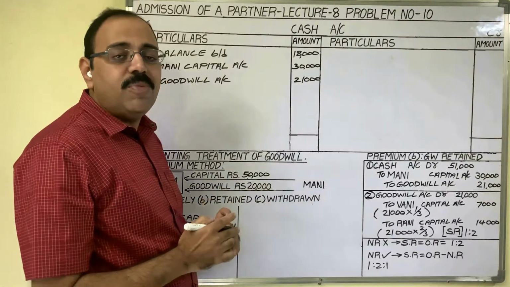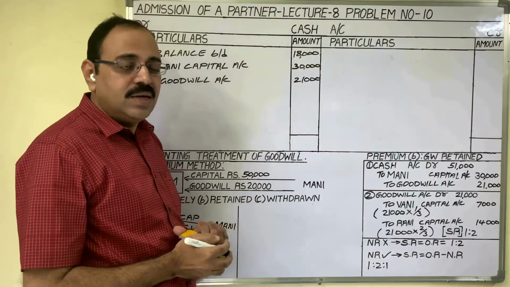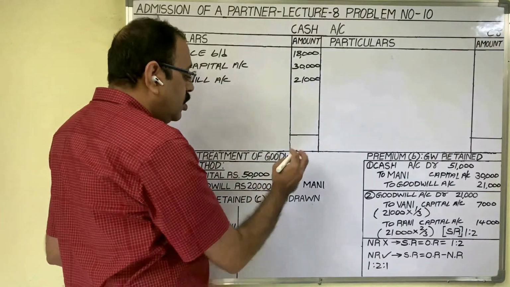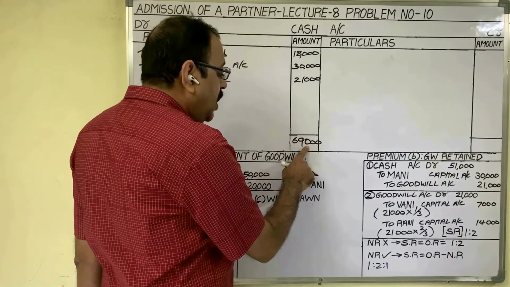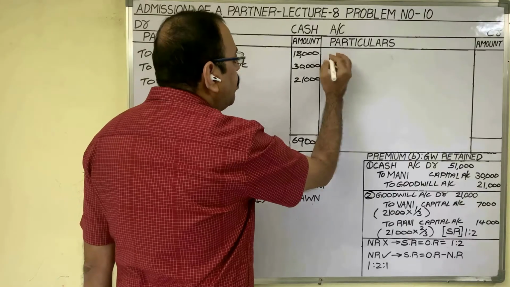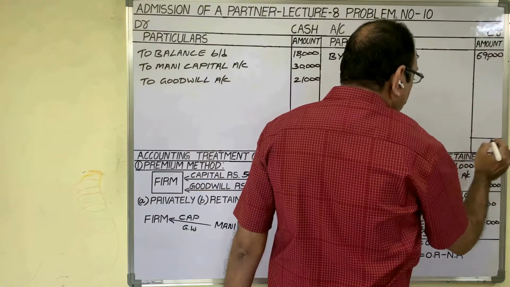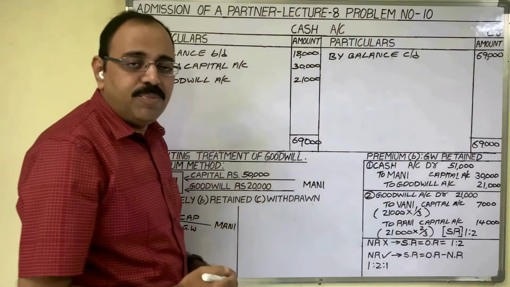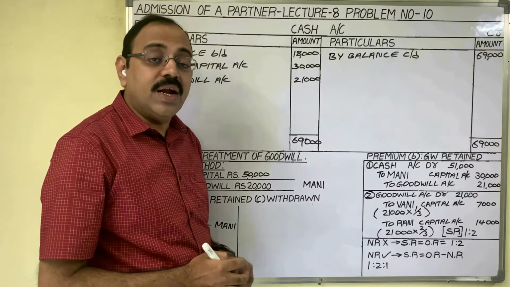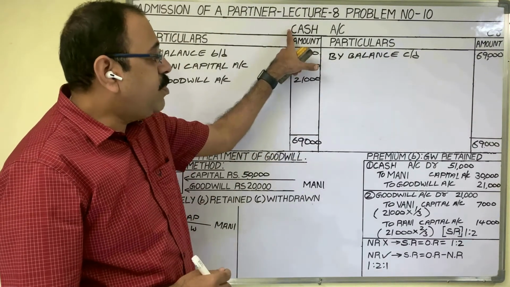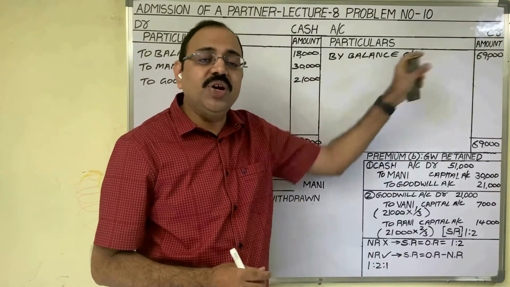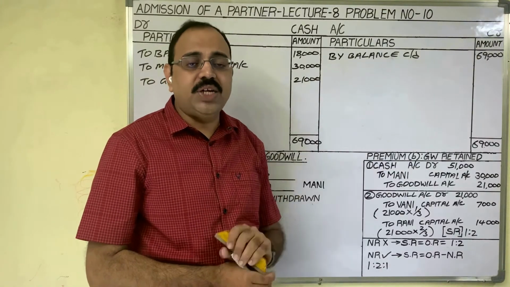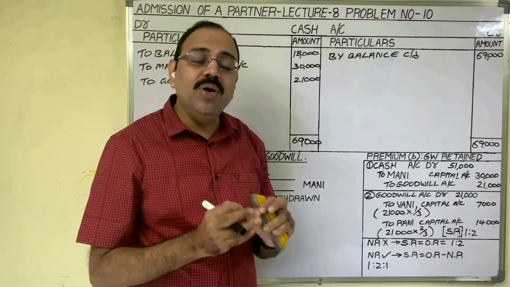Now, posting is completed. Next, balancing. Debit side total is more. Put the debit side total. Same 69,000 appears as balance carried down. Put the total also. So cash account is completed. In new balance sheet under asset side, as cash balance, this 69,000 rupees we have to show. After cash account, we have to prepare goodwill account.